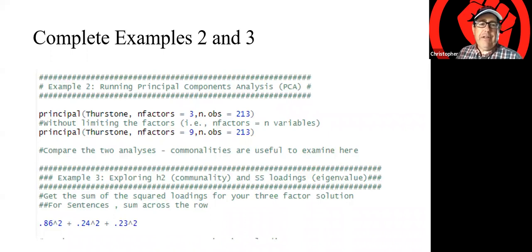Got you exploring those values, squaring them going across, squaring them going down. We can see if we square the values and add them going across, we get the communality. If we square them and then sum them going down, we get the eigenvalue. So there's some examples there. To explore those concepts, I encourage you to work through those examples and see what you get.